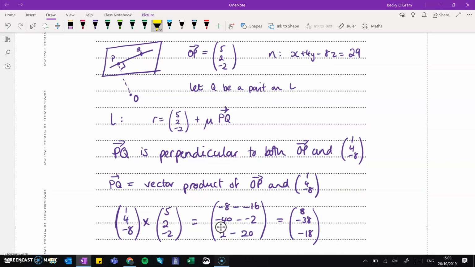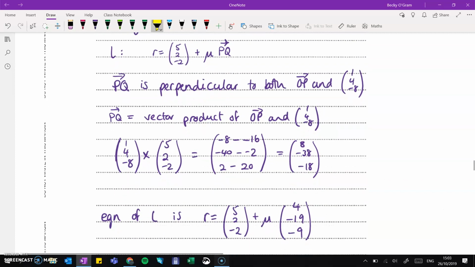is perpendicular to both OP and the normal, then we can use the vector product to work out the direction of PQ. So if OP and the normal, if we put them together into a vector product, we will find a vector that's commonly perpendicular to both of them. So that will be PQ. So our vector product equation is down here, which gives us the direction of PQ, which I've just halved all of those numbers to make it simpler in the equation of our line.